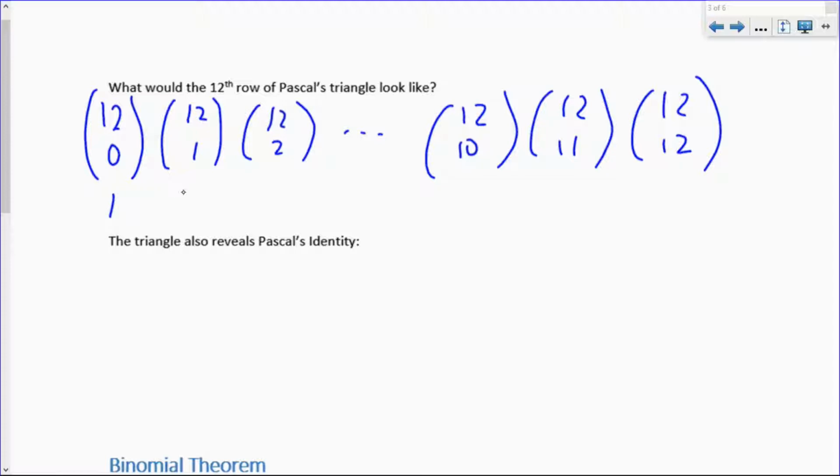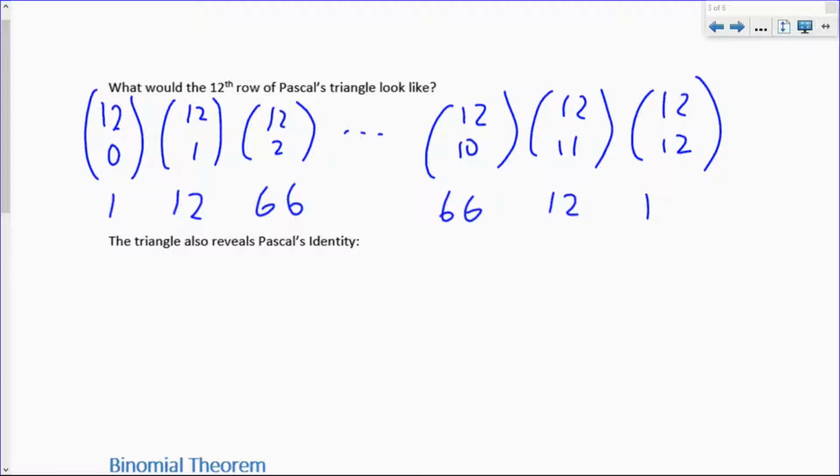12 choose 0 is 1, 12 choose 1 is 12, 12 choose 2 is actually 66. You probably use your calculator for that. 12 choose 10 is also going to be 66. Choosing 2 from 12 is the same as choosing 10 from 12. This is also 12, and then, of course, 1 as well.